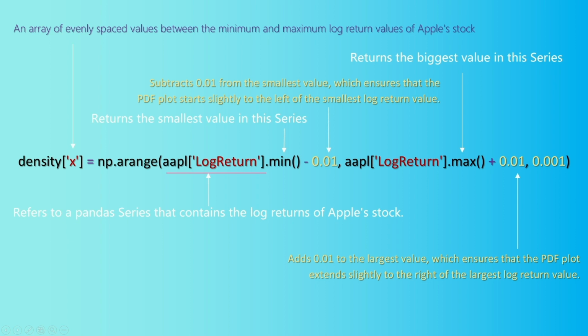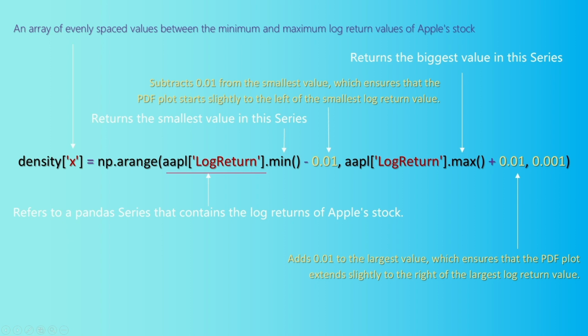And then the max returns the largest value in the series. And it adds 0.01 to the largest value, which ensures that the PDF plot extends slightly to the right of the largest log return value. This is done to avoid cutting off the right side of the plot.